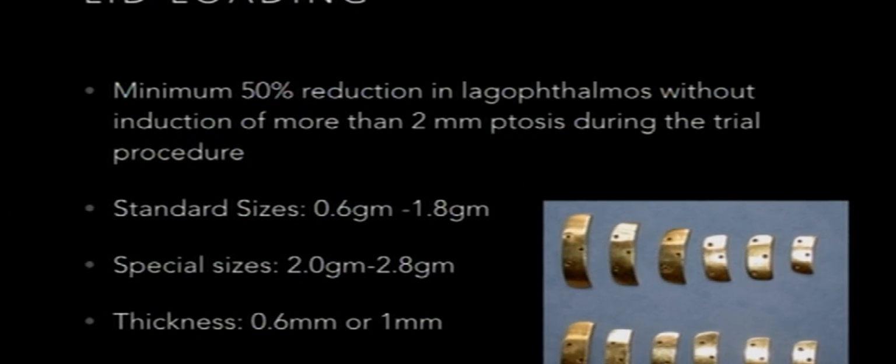So lid loading has been a standard procedure to manage Lagophthalmos for a long time. And what we do basically is we put implants made of gold or platinum in the upper eyelid, and we calibrate the weight as to how much we need to put in, and basically because of that weight the lid is passively pushed down when the patient tries to blink. The aim, what we target, is that we want a minimum 50% reduction in Lagophthalmos at the cost that we should not get more than 2 mm ptosis in the patient. So there are various sizes and thickness which are available, and we titrate that first.